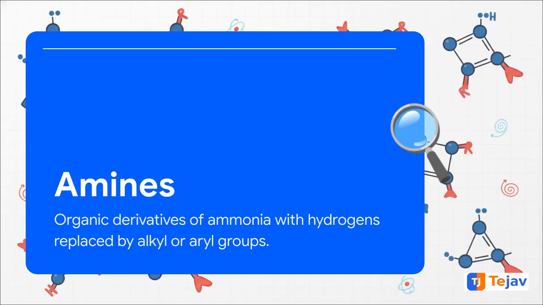When we replace one, two, or even all three of those hydrogen atoms with carbon-containing groups, like an alkyl or an aryl group, we create an amine. They're basically organic derivatives of ammonia. It's a really simple atomic swap, but it completely changes everything about the molecule's properties.